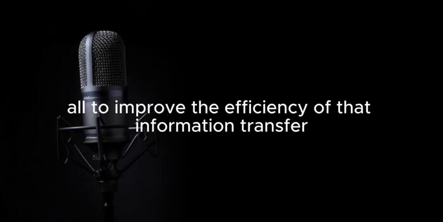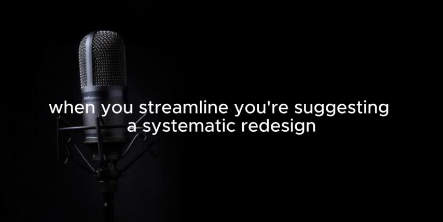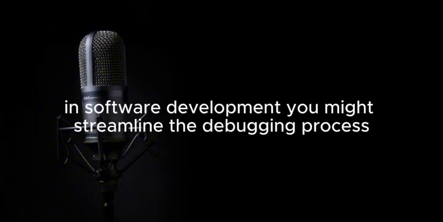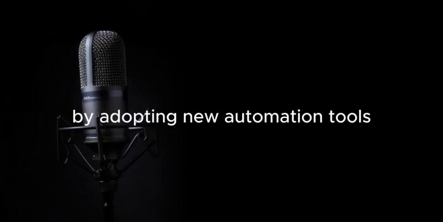No, it often means the opposite. It means removing friction, maybe by setting up a single point of contact or a standard reporting system. All to improve the efficiency of that information transfer. The goal is flow and speed. When you use streamline, you're suggesting a systematic redesign, not just a quick fix. Right. In software development, you might streamline the debugging process by adopting new automation tools, thereby reducing the manual steps required to identify errors.